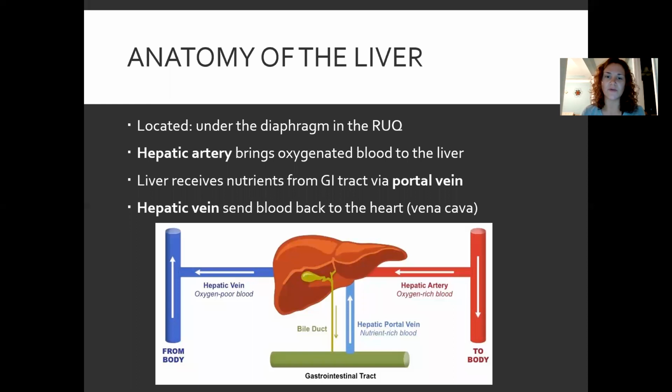The hepatic artery brings oxygenated blood to the liver. So that makes sense. There is an artery that delivers blood to all organs from the heart. And then the liver receives nutrients from the GI tract via the portal vein. So that's the vein where venous blood from the GI system is going to go into the liver, deliver nutrients to the liver, be detoxified, and then sent back to the heart. And blood will be sent back to the heart via the hepatic vein, which will then dump into the inferior vena cava and get delivered into the heart.